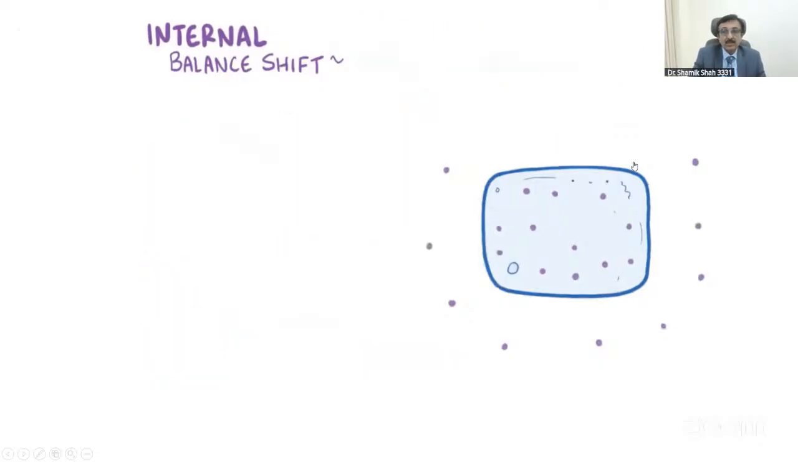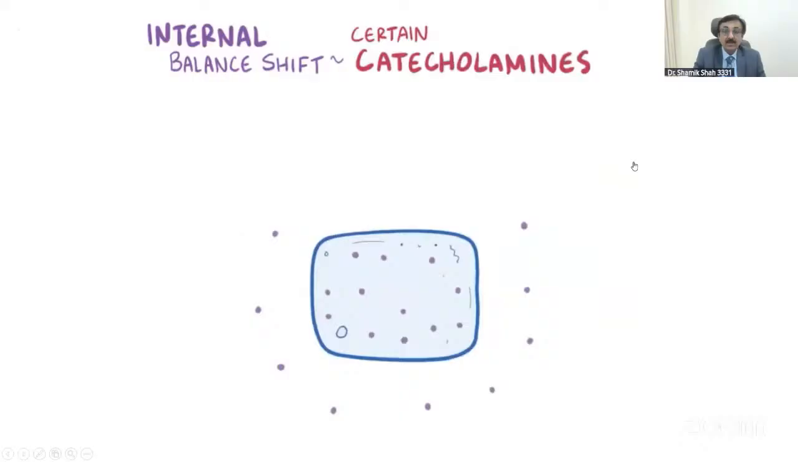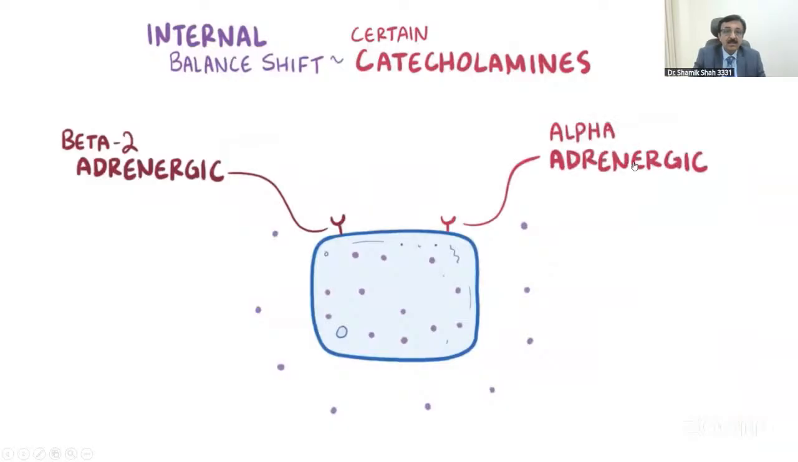So there is no hypokalemia. Hypokalemia only occurs in metabolic alkalosis. Now, we also know that certain catecholamines affect the potassium balance. There are beta-2 adrenergic receptors and alpha adrenergic receptors on the cells.